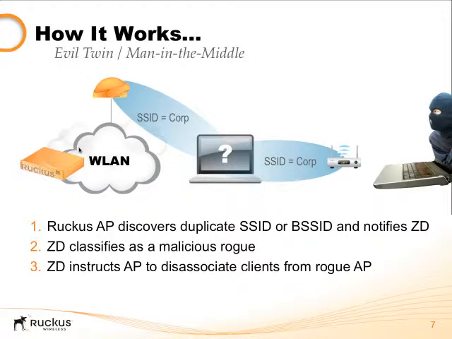Same thing goes for evil twin or man in the middle. Someone trying to bring in a third-party AP using your same SSID, trying to get clients to connect to it versus connecting to yours. Same thing. If it discovers a duplicate SSID or BSSID, which is the MAC address, it notifies the Zone Director. The Zone Director classifies it as a malicious rogue and instructs the AP to disassociate the clients from that AP.